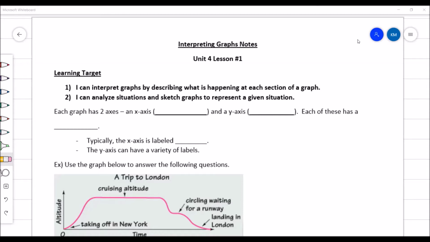Okay, each graph has two axes, an x-axis, which goes left to right, right to left, however you want to look at that, and a y-axis, which goes up and down. Okay, and each of those has a label. Typically, the x-axis is labeled time. Okay, and the y-axis can have a variety of labels.